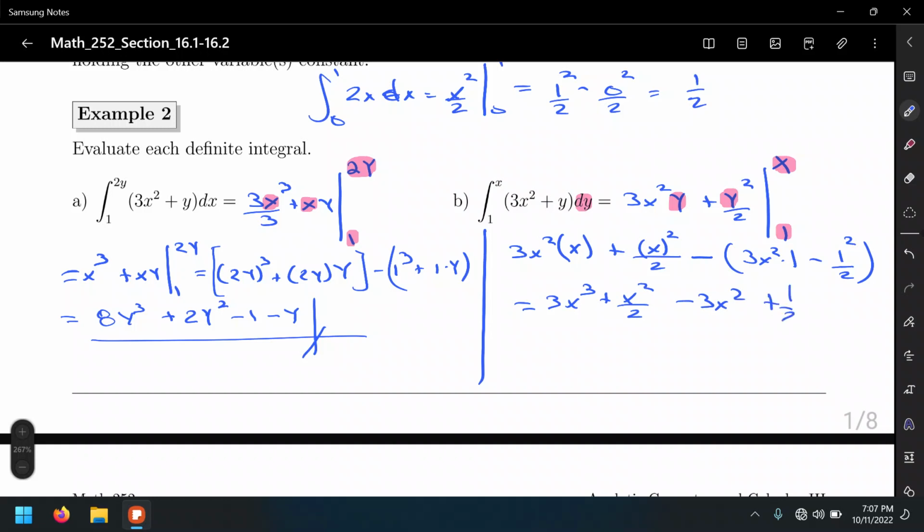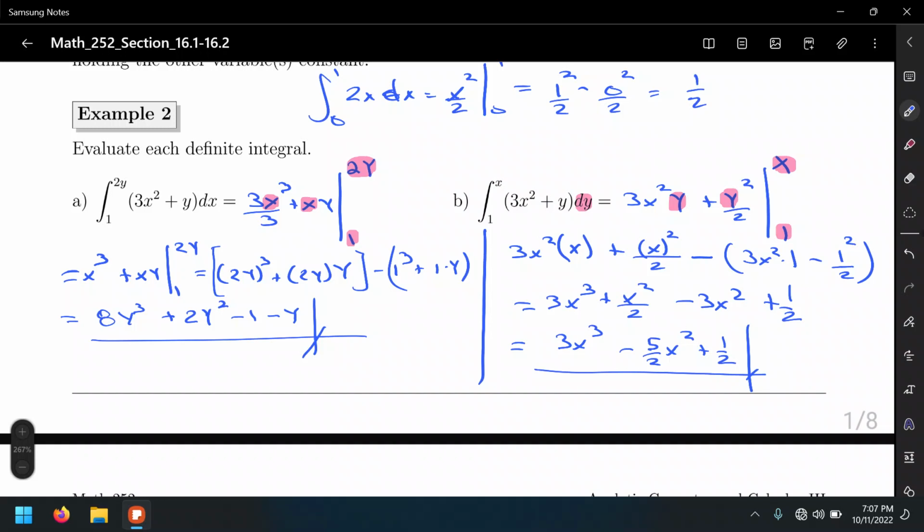And in this case, that's 3x cubed plus x squared over 2 minus 3x squared, minus minus, it's plus 1/2. In this case, we can combine like terms, not like the previous example. We can combine the square terms, the quadratic terms. So 1/2 minus 3 should give us negative 5/2. And that's our final answer. So that's how we treat partial integration, without limits and then with limits.